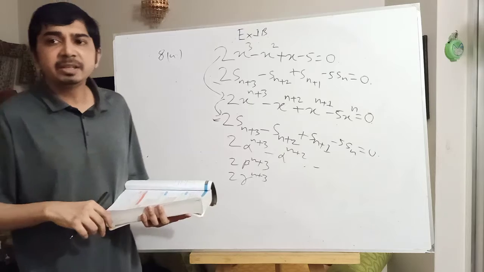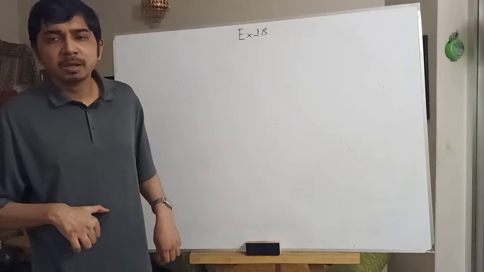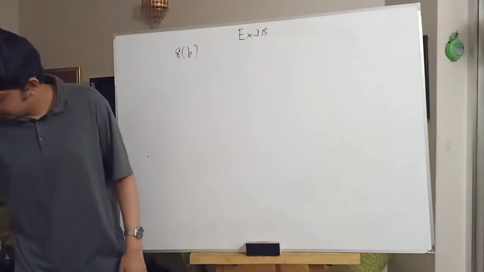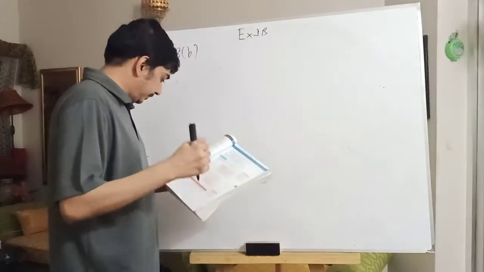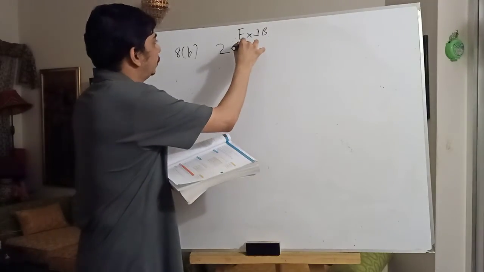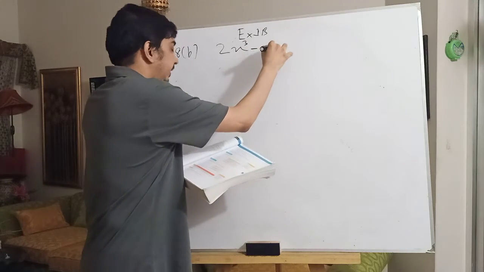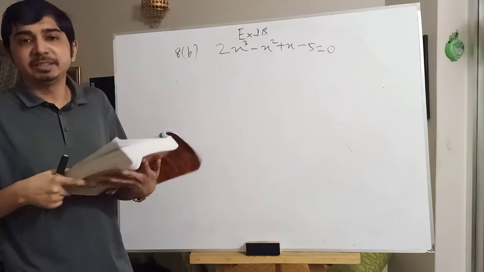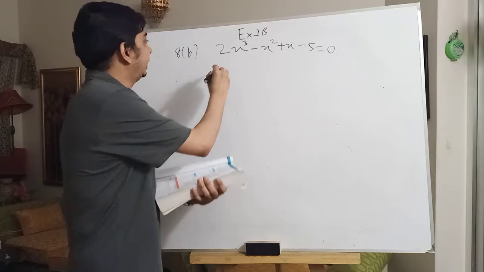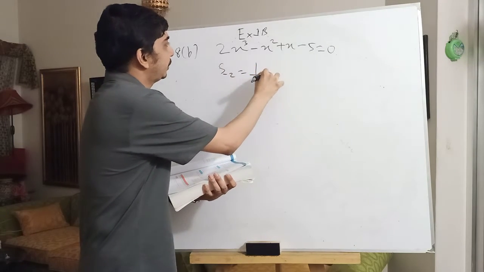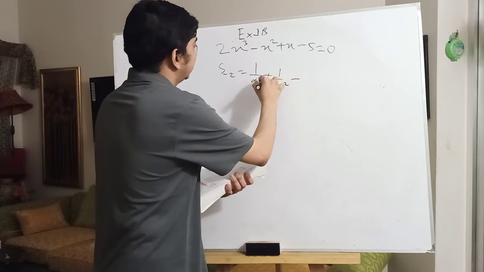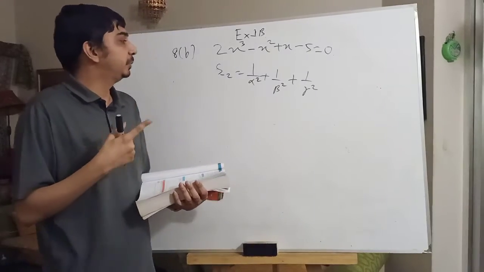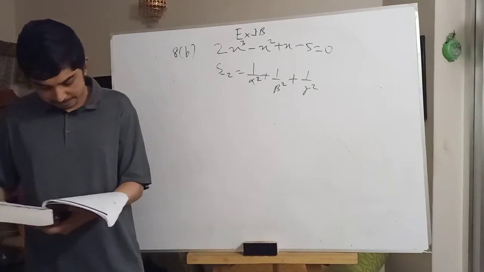Now we are going to solve part 8B. The initial equation is the same, 2x cubed minus x squared plus x minus 5 is equal to 0. You have to find the value of S_{-2}. What do we mean by S_{-2}? S_{-2} means 1 by alpha square plus 1 by beta square plus 1 by gamma square, that is alpha to the power minus 2 plus beta to the power minus 2 plus gamma to the power minus 2.